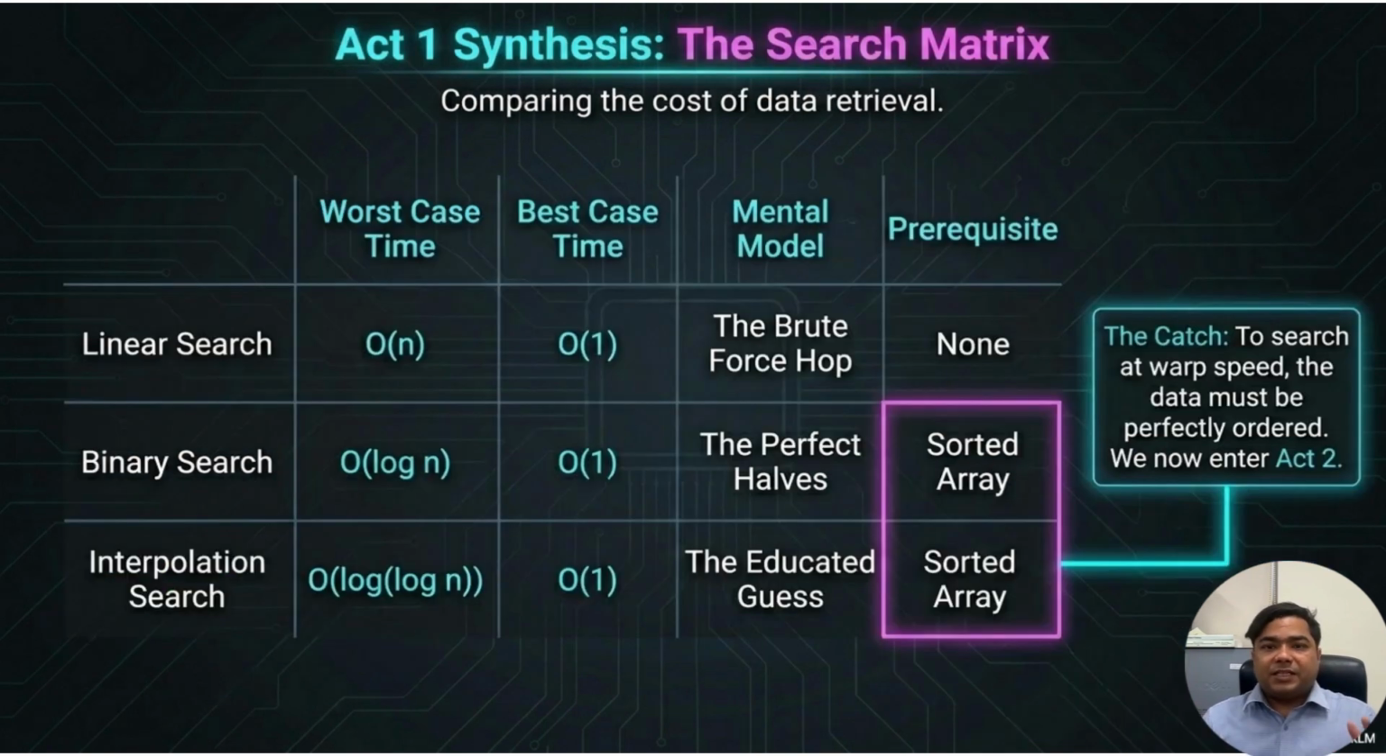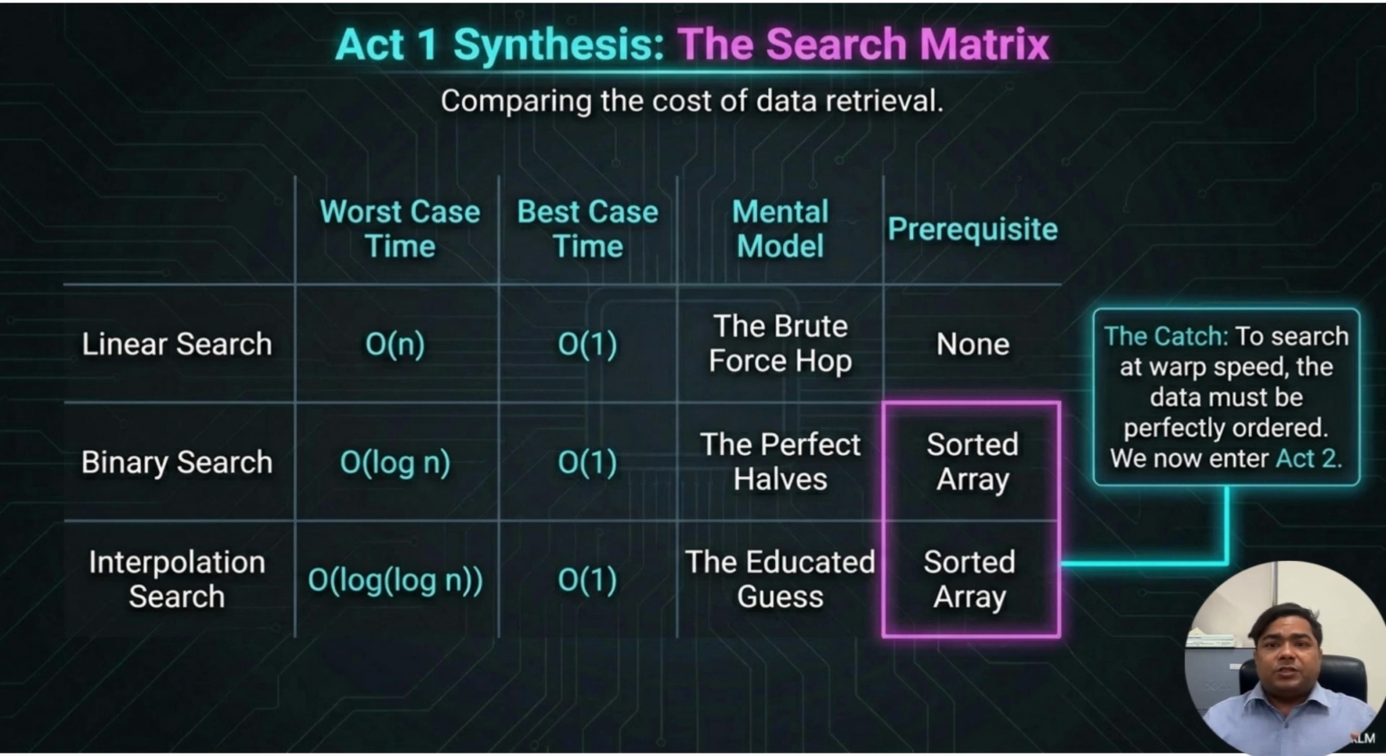This slide summarizes the searching algorithms. We have three search methods: linear search, binary search, and interpolation search. Linear search has worst case time O(n) and best case time O(1). The best case happens when the target value is found at the first position. Its mental model is the brute force hop and it has no prerequisite. It can work on unsorted data.